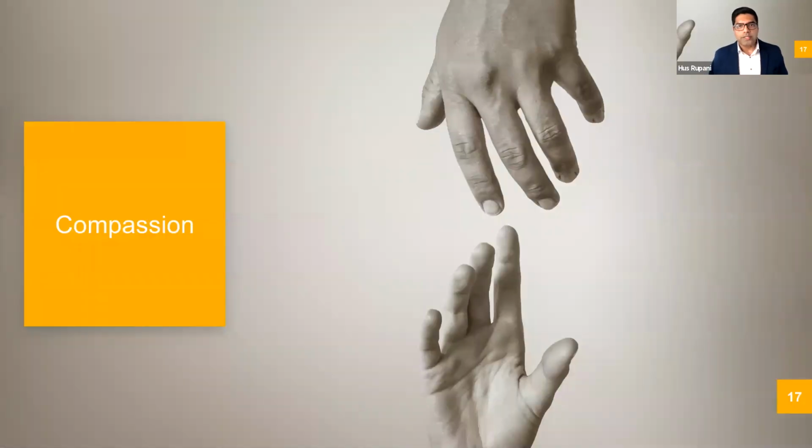And the first one is compassion. Your problems are yours, students' problems are students'. I know that, and we understand all that. We don't have to feel what they're feeling, but we have to understand what they're feeling. The empathy is the key here. We have to be compassionate.